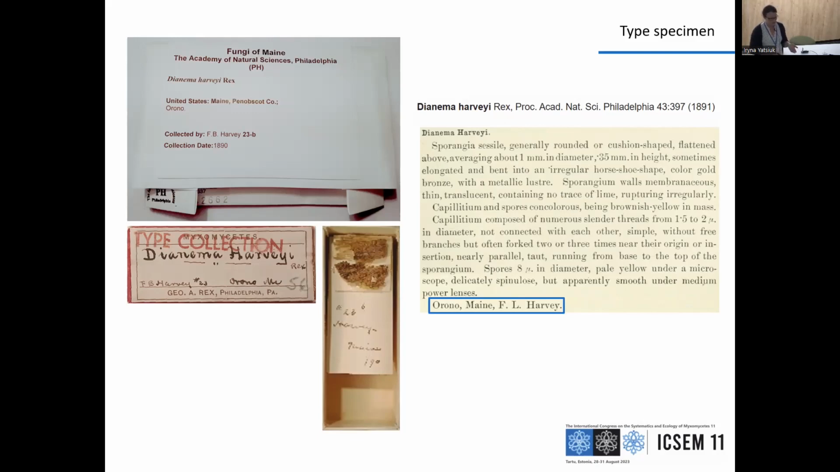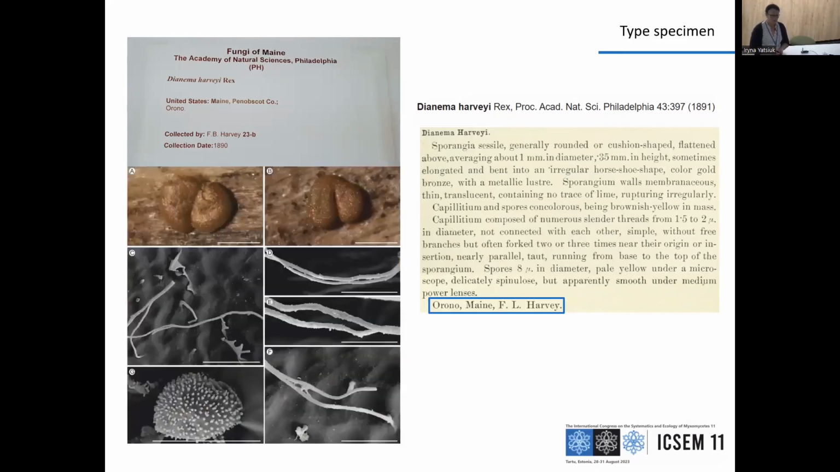And with the great help of the curator of PH, we could identify this handwriting as belonging to George Rex, who is the author of the species. In this case, we could say that probably this species was in the hands of George Rex when he was describing it. And when we look at the microscopy of the specimen, it has a smooth capillitium, which is a little bit different. So Arcyria harveyi is simply Arcyria harveyi.